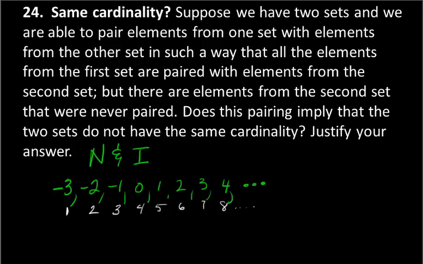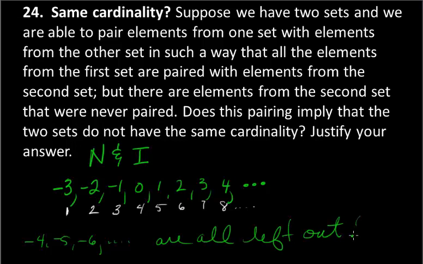And what are they? Well, -4, -5, -6, and all numbers less than that are all left out. So this is a correspondence between the natural numbers and the integers, but it's not a one-to-one correspondence. The question asks us, does this mean that the two sets do not have the same cardinality? And the answer is no, it doesn't mean that at all. It means that this is a correspondence that is not one-to-one.